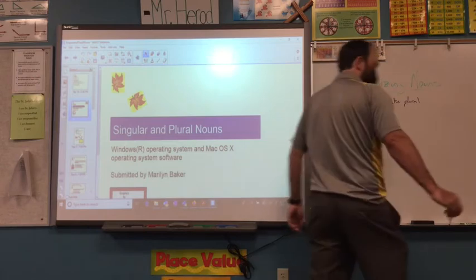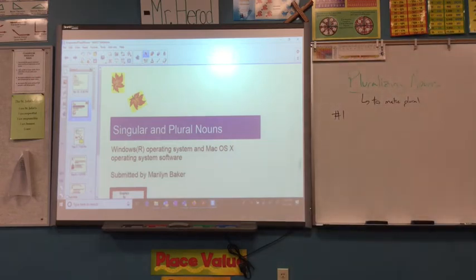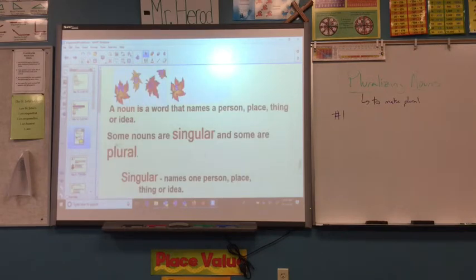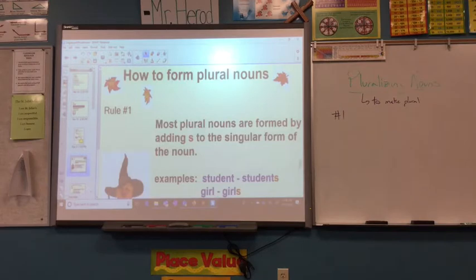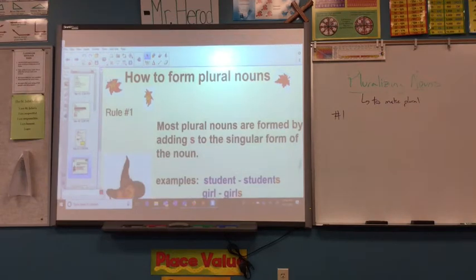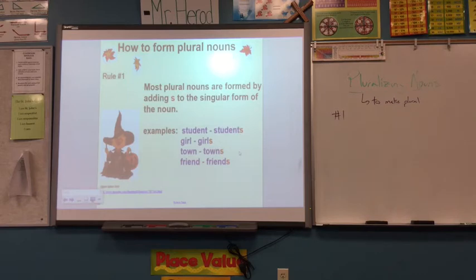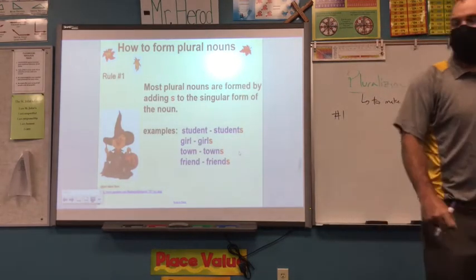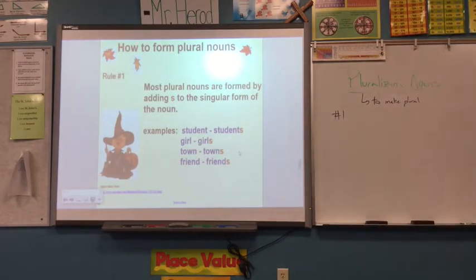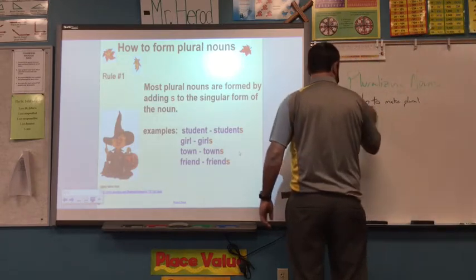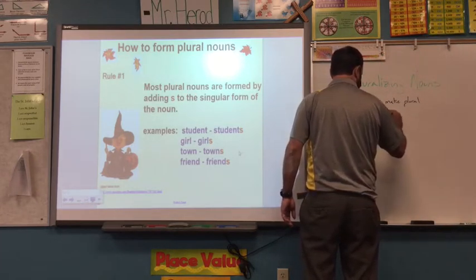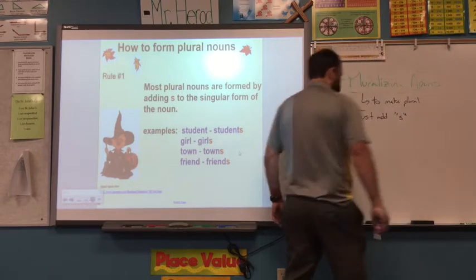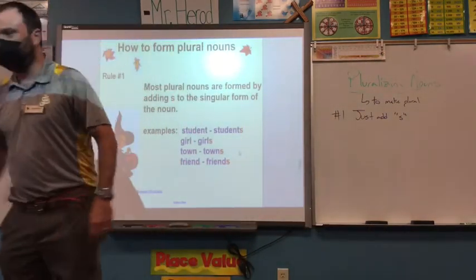it's going to have to do with rule number 1, which I'll pop up on the board and write down for you. This is rule 1. I say it a little simpler than this, but you can look at it. Most plural nouns are formed by adding s to the singular form. So let's make that really easy. If I were going to write that down, just add s, and that's the rule.